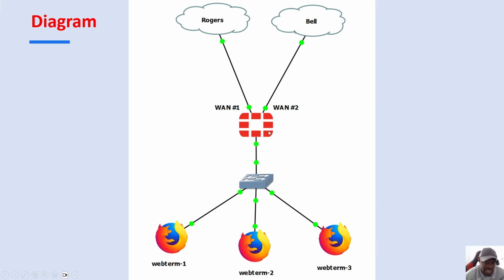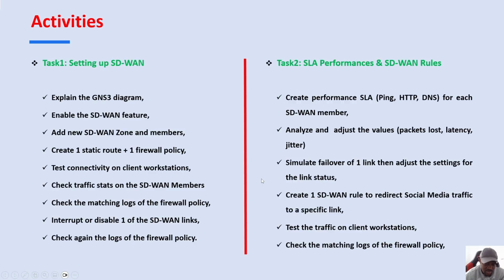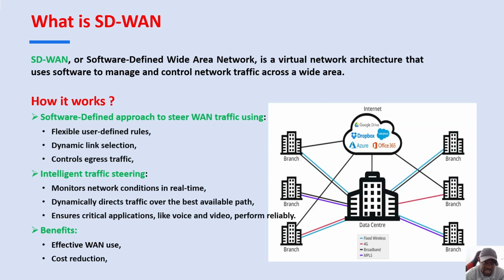We'll also see how to redirect critical traffic, depending on the type of traffic that we will be getting on our endpoints. For this diagram, I've prepared the following activities, task 1 and task 2. But before I jump into the details of these tasks, let me take a few minutes to quickly explain some key concepts of FortiGate SD-WAN technology.